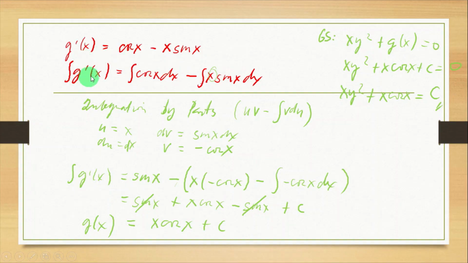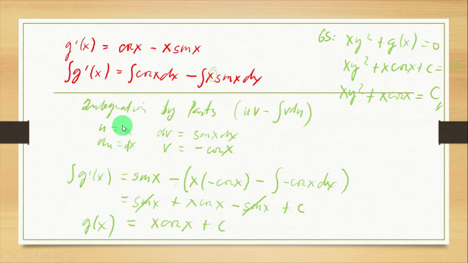The next thing that you need to do is to get the integral. So the integral of g prime of x is equal to the integral of cosine of x dx minus the integral of x sine x dx. There's no problem with the integral of cosine x dx because you can solve that directly. The integral of cosine x dx is sine x, but there's a need for us to apply integration by parts in getting the integral of x sine x dx.